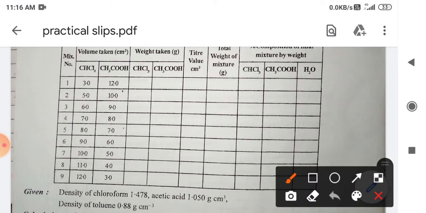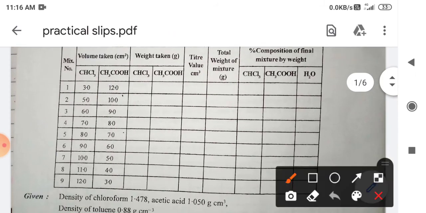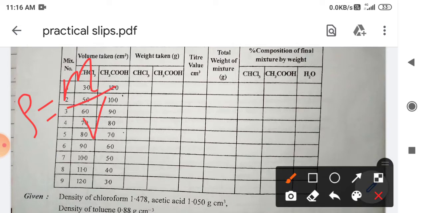The observation table consists of the various volumes that we have taken; the total volume is 15 ml. So in the first mixture we have taken 3 ml of chloroform and 12 ml of acetic acid. We need to find out the weight because we need to find the percentage composition in terms of weight of the particular component. Okay, so how will you find the weight of chloroform and acetic acid? We simply use the formula: density is mass per unit volume. So simply use this formula and you will get the mass or weight of the given component.